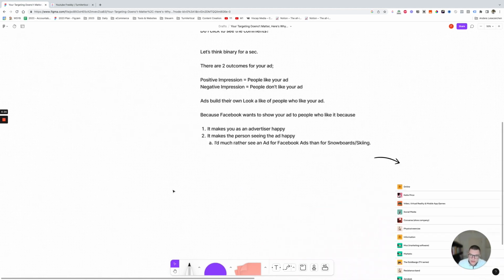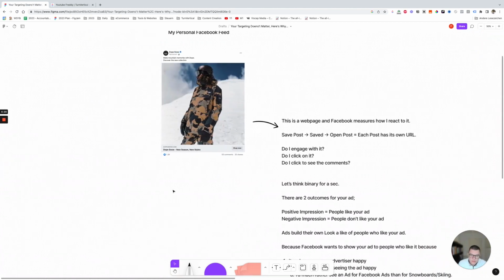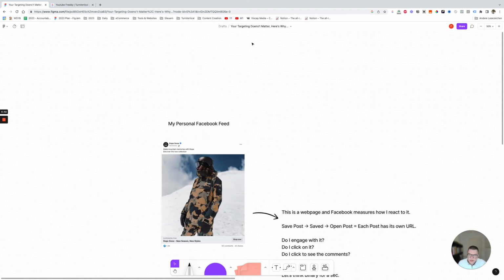That's kind of my hypothesis: Facebook interest groups are bad because, first of all, Facebook doesn't even know who you're interested in. I'm going to prove this in a second. I'm going to show you why using interest groups is not the best. But basically, your targeting doesn't matter.